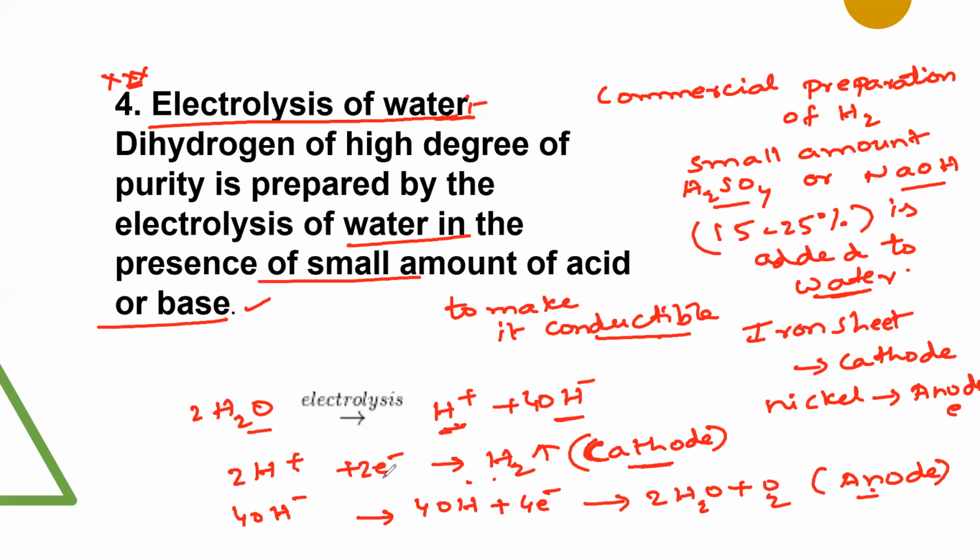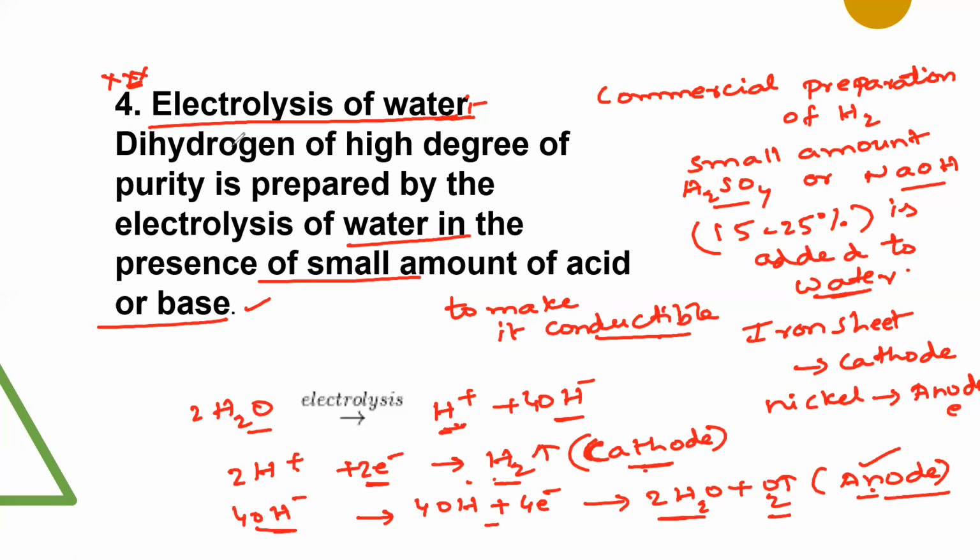The H plus ions go to the cathode, gaining electrons and forming hydrogen gas at the cathode, and the OH minus ions, by losing electrons, form water and oxygen gas at the anode. So at the cathode hydrogen is formed, and at the anode oxygen gas is formed. This is nothing but the commercial preparation, the manufacture, of dihydrogen gas. I hope it is clear.